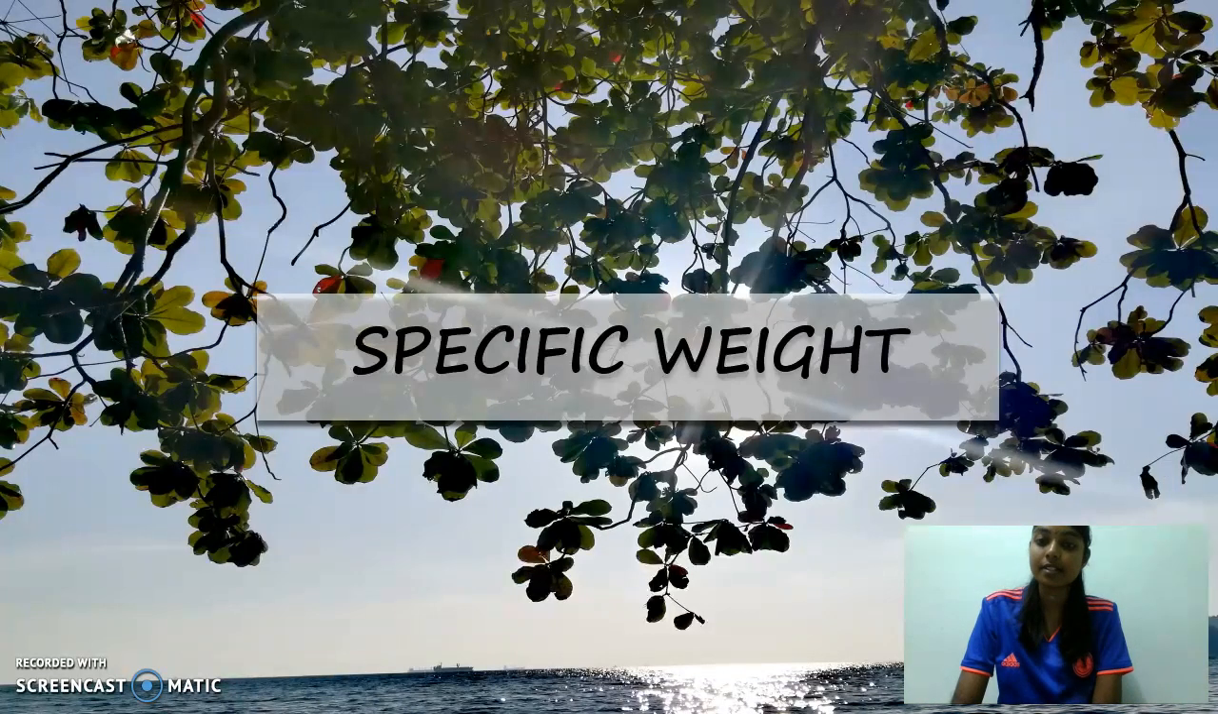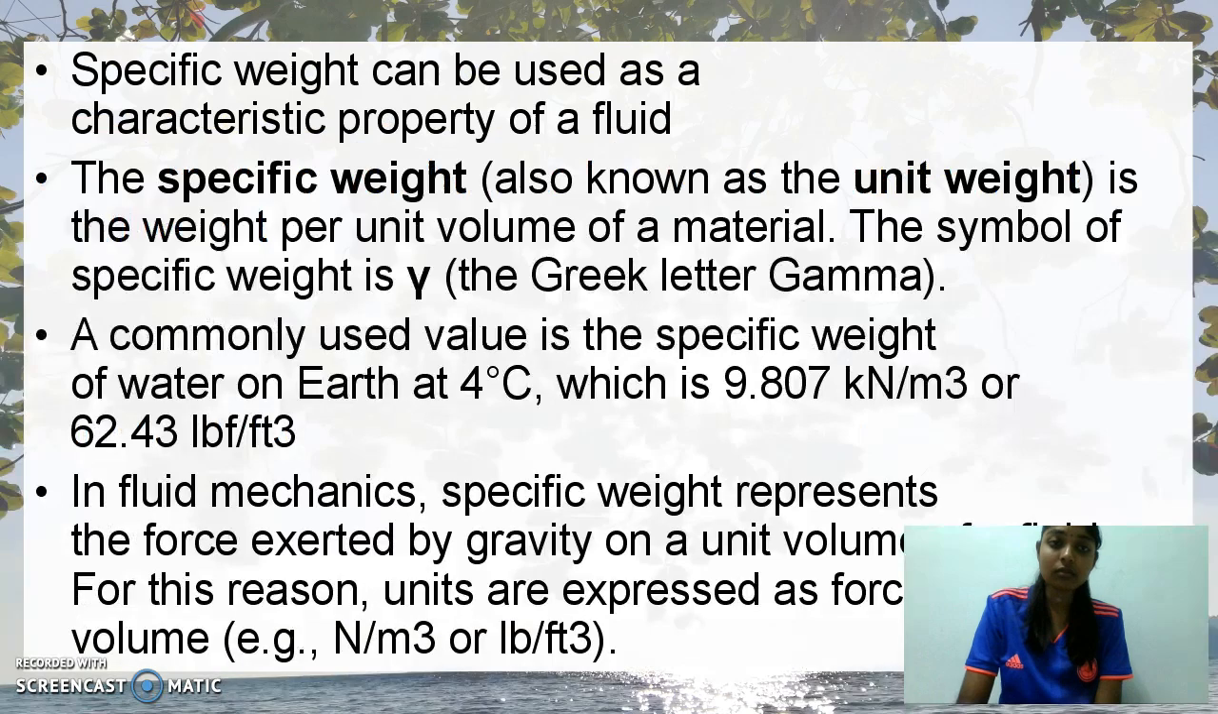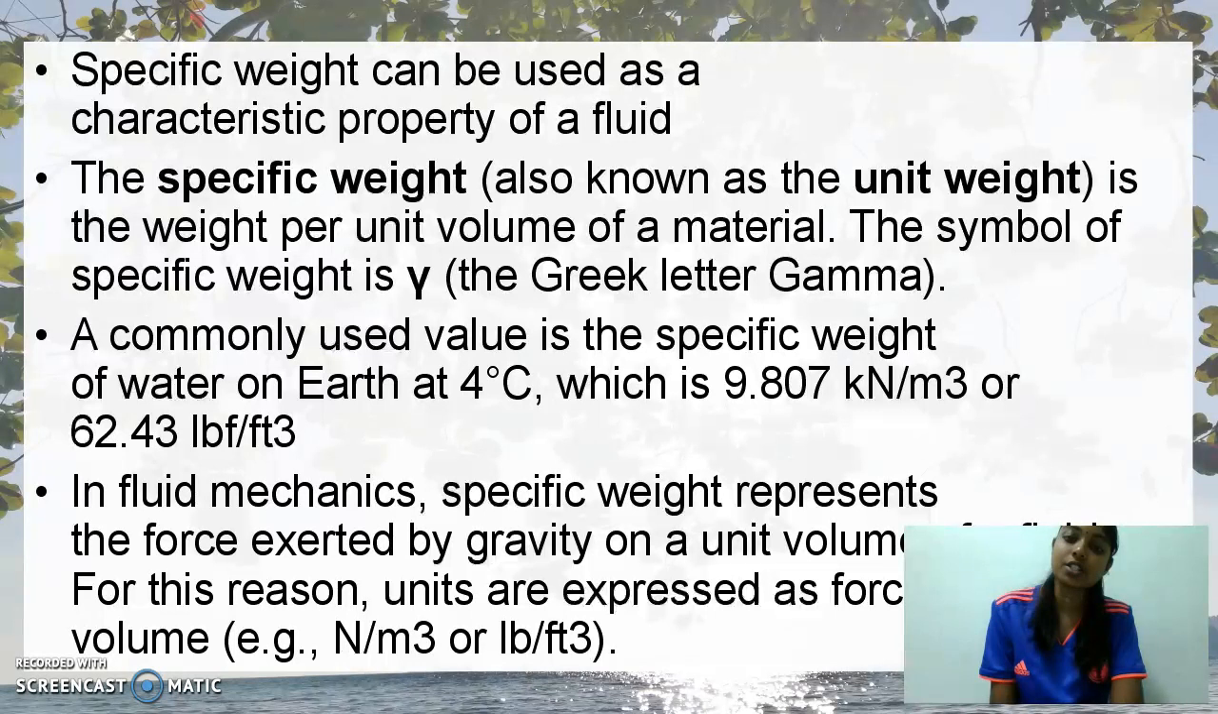Next we will go for specific weight. As the name suggests, it is definitely influenced by weight. Specific weight is the weight per unit volume, so the unit will be kN over meter cube. Commonly we use the specific weight of water on the earth at 4 degrees Celsius, which is 9.807 kilonewton per meter cube or 62.43 pound force per feet cube.